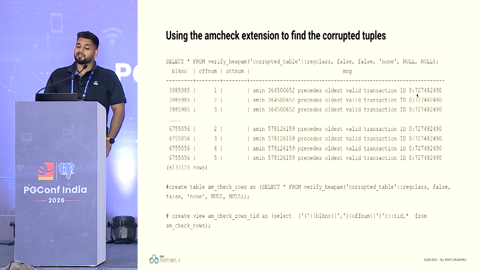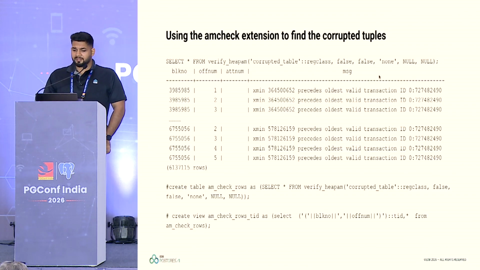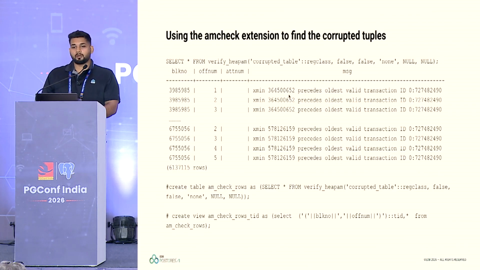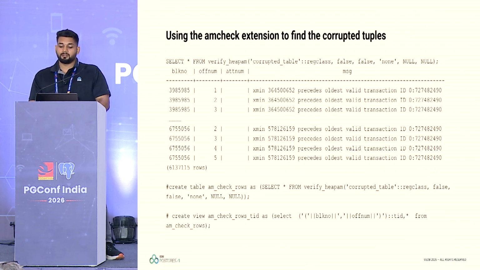So what this means is my database thinks that the oldest valid transaction ID in the database is roughly 727 million, whereas there are some rows which have an xmin of 364 million or so. And again, this is not normal. That's not what you expect when you know that the freezing counter for the database has moved to 727 million. You don't expect any transaction IDs still hanging around which are lower than that.